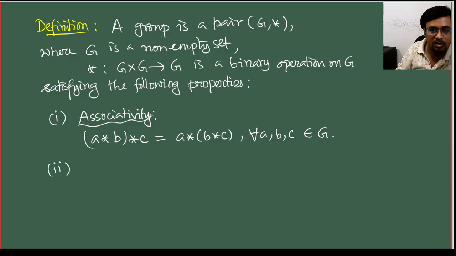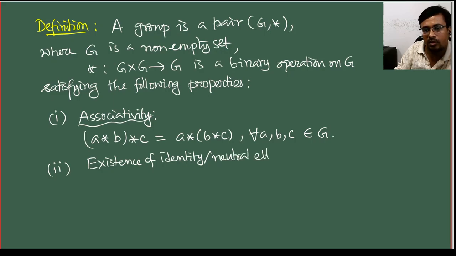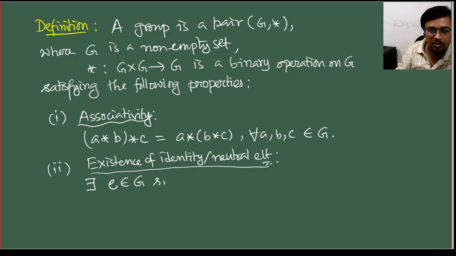The second property is the existence of identity or neutral element. That is, there exists E belonging to G, the special element, such that given any element A, you have E times A equal to A times E equal to A for all A in G.